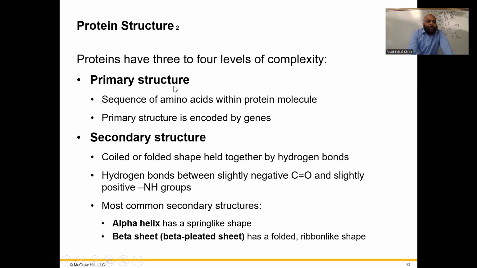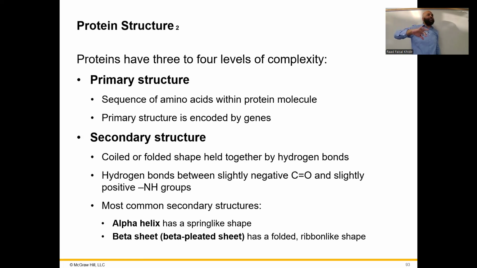Okay, you see we have a primary structure of proteins. The primary structure is the amino acids in protein molecules, and the primary structure is encoded by the genes. We said that in the central dogma of biology. We go from DNA nucleotides into mRNA nucleotides by transcription. Then we go from mRNA nucleotides into protein amino acids. So that chain that we get initially, that's the primary sequence of amino acids.